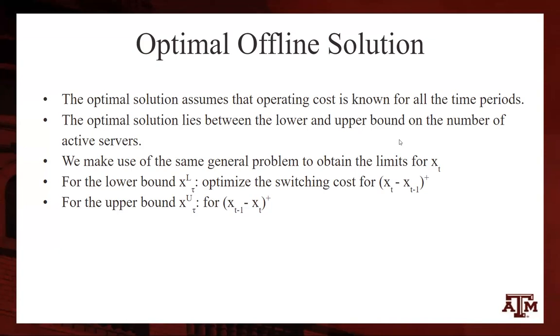This algorithm works by finding an upper bound and a lower bound for the optimal number of servers. It finds the lower bound using the same optimization problem that we discussed earlier by optimizing for x_{t-1}. But for the upper bound, we only consider cases where the number of servers decreases from time t-1 to time t and consider x_{t-1} minus x_t. So in this way, we get an upper bound.